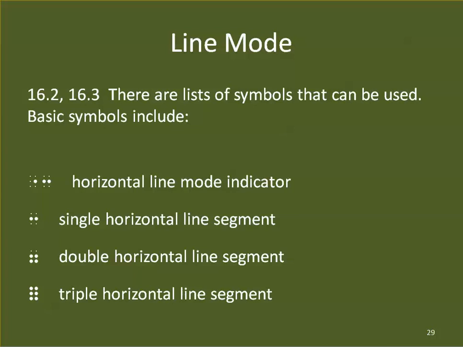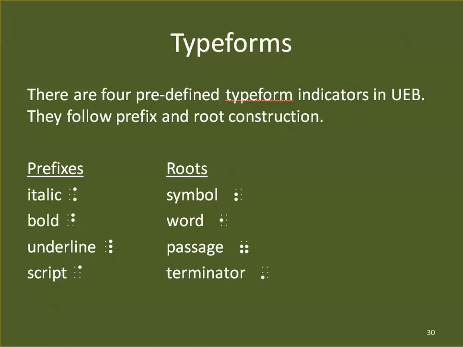And then there's a single horizontal line segment that is continuing on with dots 2-5. If it's a double horizontal line segment, then we have dots 2-3-5-6 after those two cells of dot 5 and dots 2-5. Or if it's a triple horizontal line segment, then we start off again with dot 5, dots 2-5, and the rest of the line uses the full cell. And again, this is according to UEB. BANA is going to have to lay down the particulars for us on how we're going to use it here in the United States. That's all I'm going to say for line mode, because until BANA makes a determination on that, I just want you to be aware of it.